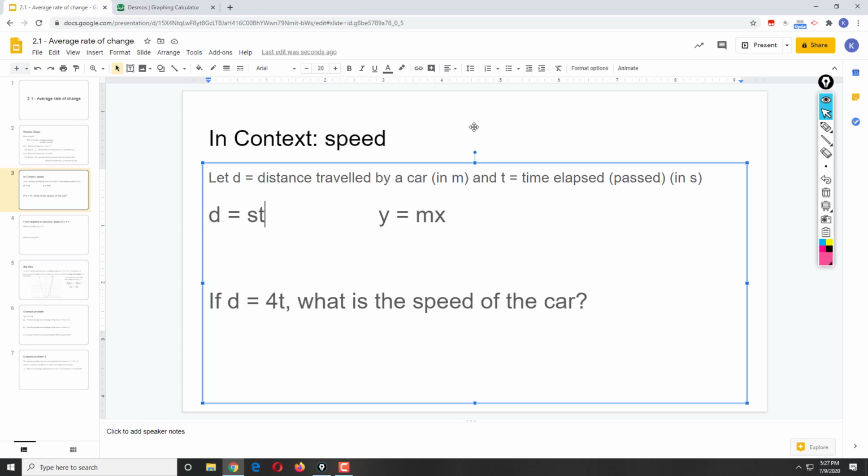We know that distance for a car traveling at constant speed is d equals st. Notice that this is very similar. This is really the same as y equals mx. We see that y is like the distance, x is like the time, and so the slope is our speed, because speed is rate of change of distance compared to time. So if d equals 4t, what is the speed? Well, that's the slope. So the speed is 4. If you think about units, well, speed is a slope, is a rate of change.